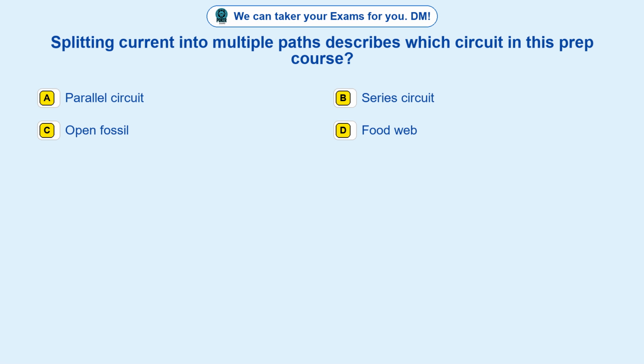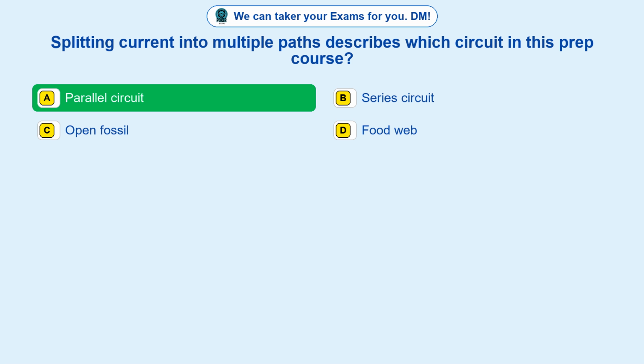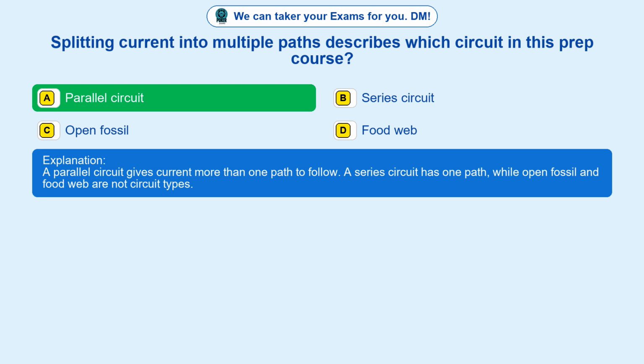Question 72. Splitting current into multiple paths describes which circuit in this prep course? Option A, parallel circuit. Option B, series circuit. Option C, open fossil. Option D, food web. The correct answer is option A, parallel circuit. A parallel circuit gives current more than one path to follow. A series circuit has one path, while open fossil and food web are not circuit types.